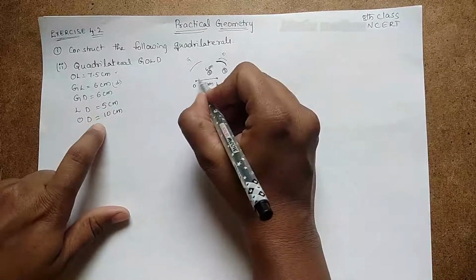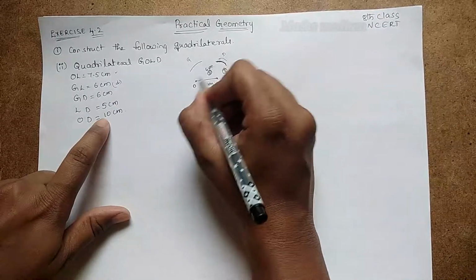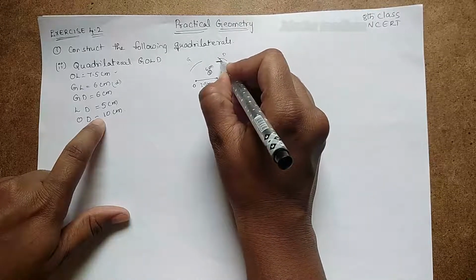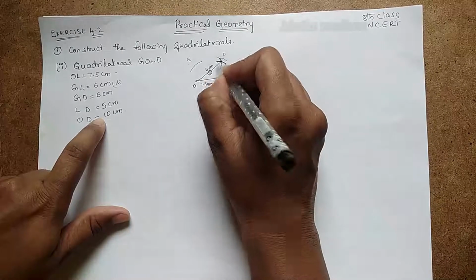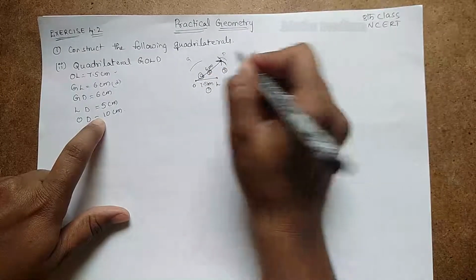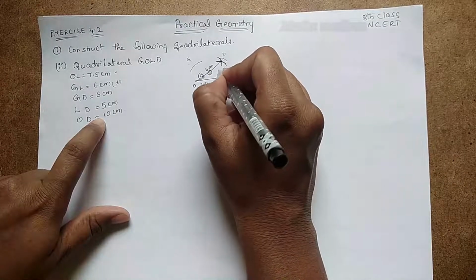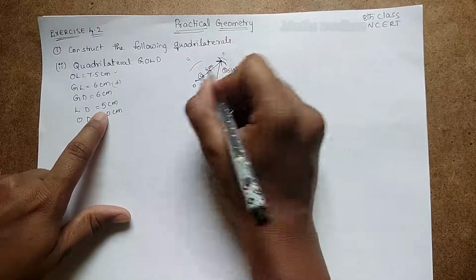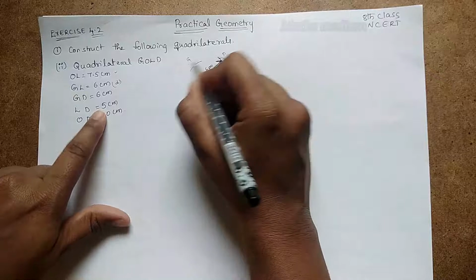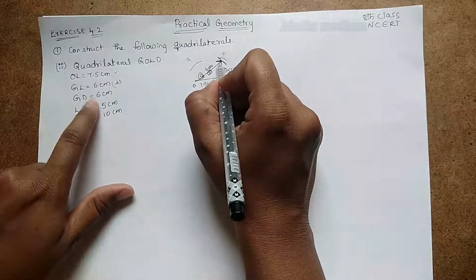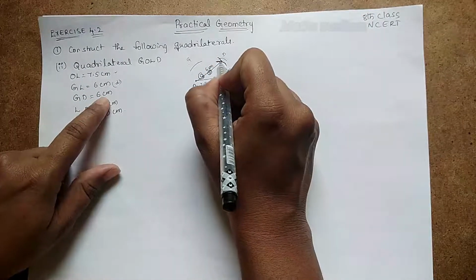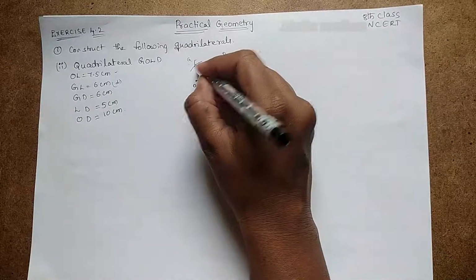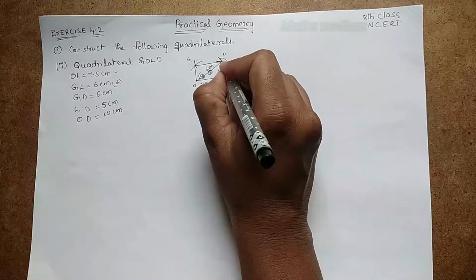Next, OD. This is a diagonal. From O we have to take 10 centimeters, make an arc and make a point, then connect these two points. This is step 4. We have one point here and one point there, so connect them. So LD is equal to 5 centimeters. Now from D, we have to find G also. GD is equal to 6 centimeters. So from D we construct with 6 centimeters, make an arc and put a point, and join all points with lines.